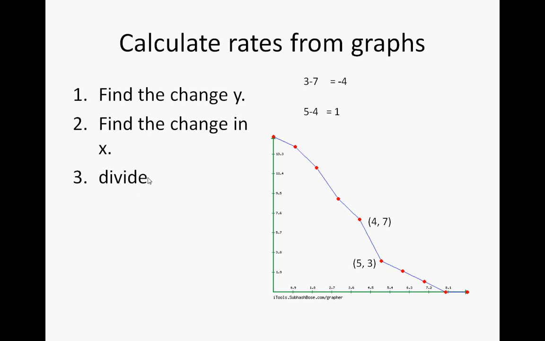The last step is simply to divide, because remember, we're finding rates and proportions. So dividing is the big way to find a unit rate. And so we have -4 over 1, and that equals -4. So the rate of change here is 4 feet down for every foot over. That's really steep. That's dangerous steep.